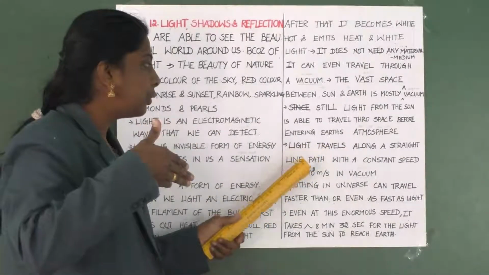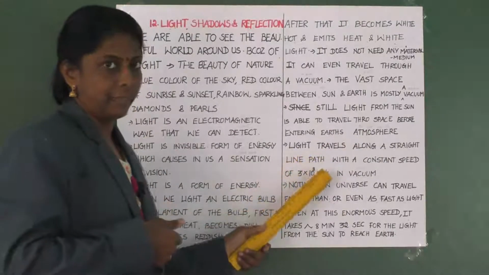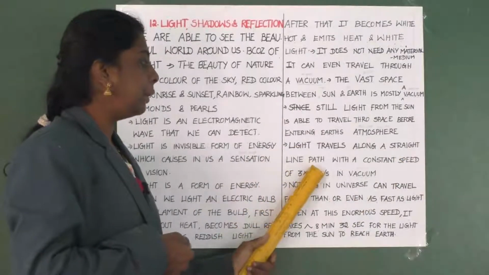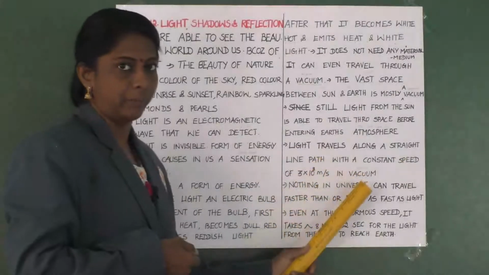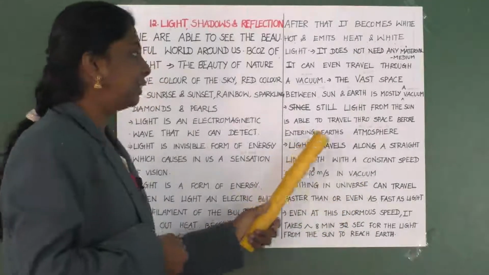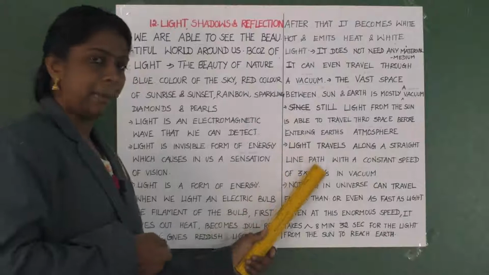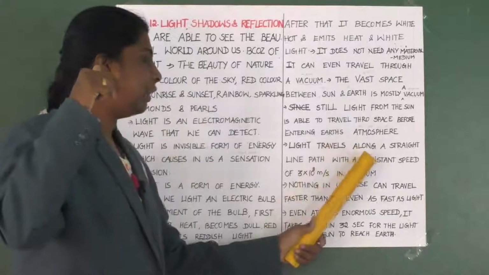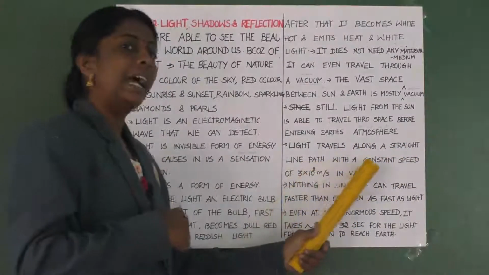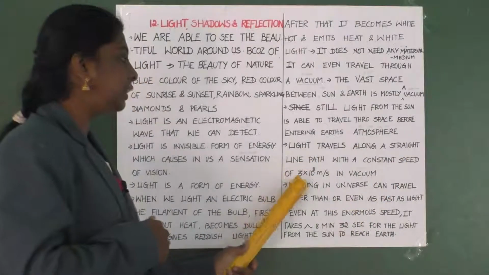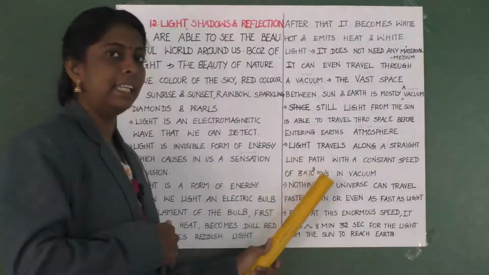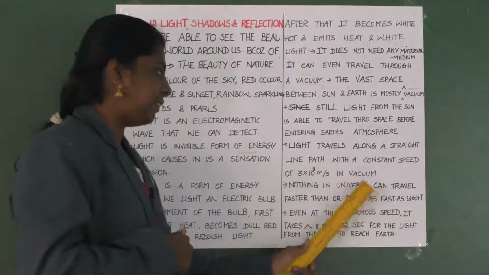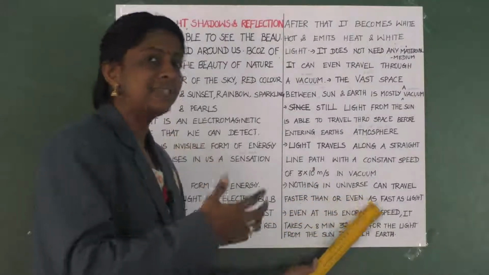It reaches us through a straight line path with a constant speed of 3 × 10^8 meters per second in vacuum. I repeat, light travels along a straight line path. It is traveling from the sun to the earth, is it not? It travels along a straight line path with a constant speed of 3 × 10^8 meters per second in vacuum. Clear? Then nothing in the universe can travel faster than or even as fast as light.